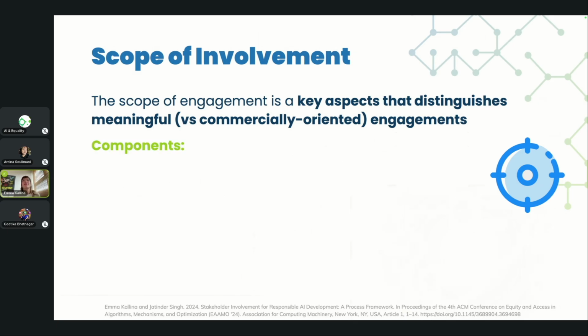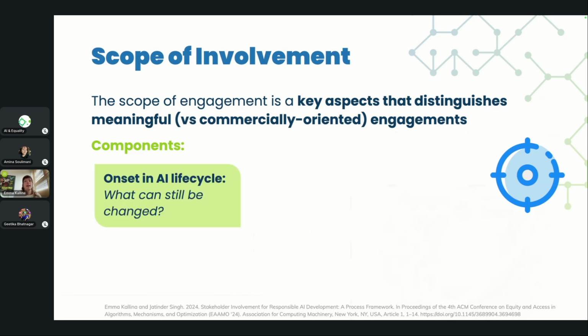But basically, there are different components of scope. There is, when do you start involving? So we looked at this AI lifecycle. And so the question is, what can still be changed? If you only involve people after you deploy the system, obviously you can't change the objective of the system. Well, you can, but it will be expensive. So it doesn't happen that often.